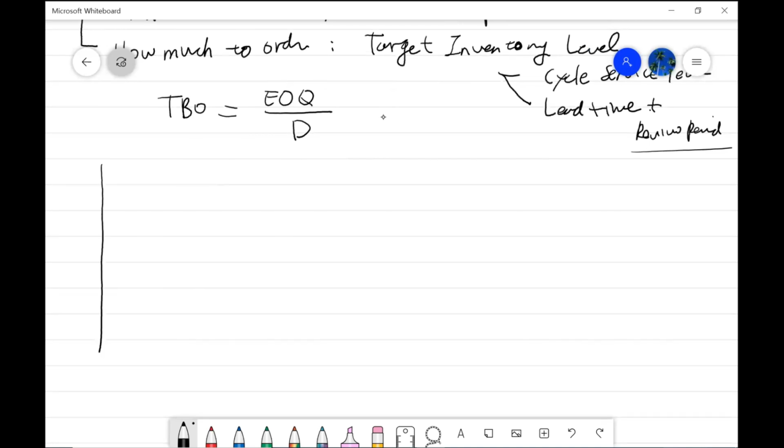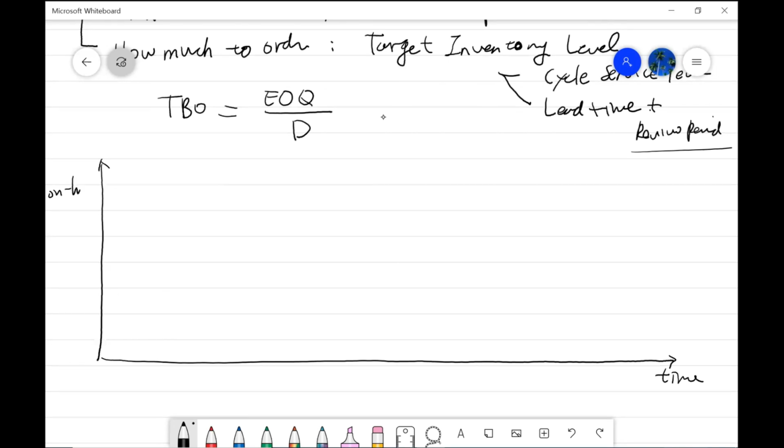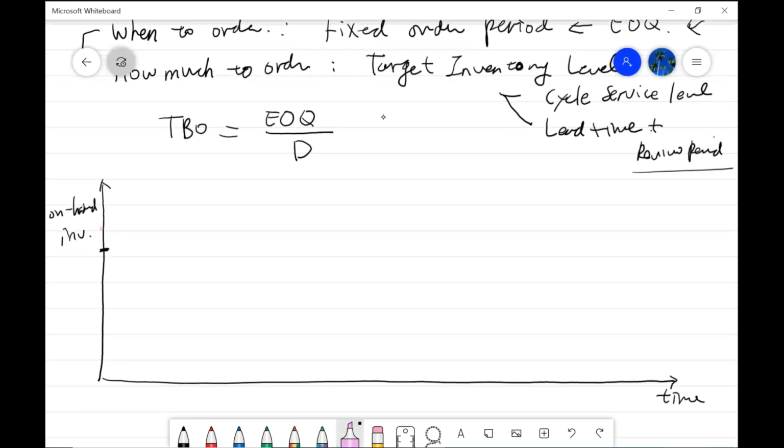So just use a graph as time goes on. I'm going to show you the on-hand inventory. Let's start with some amount of inventory again. But at this time, again, the demand is uncertain and it's not constant. So that's why the inventory is decreasing irregularly as time goes on.